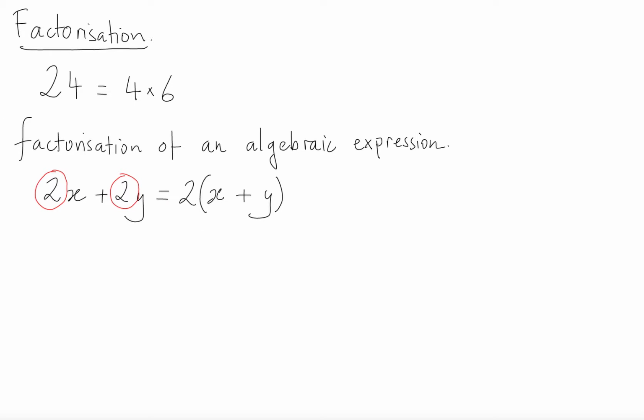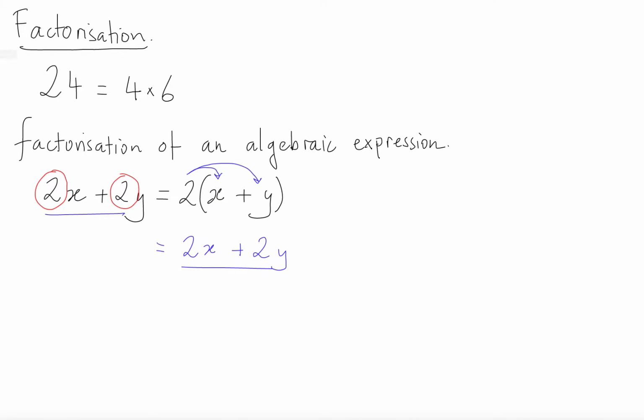Now we can do a quick check. I could just multiply the 2 back into the brackets, check that I get the same thing I had on the left hand side. This will give me 2x from the first, the 2 multiplied by the x, and then add 2y from the second, and we can see that we've got exactly the same thing here as we did here. So we have factorized this expression into this.